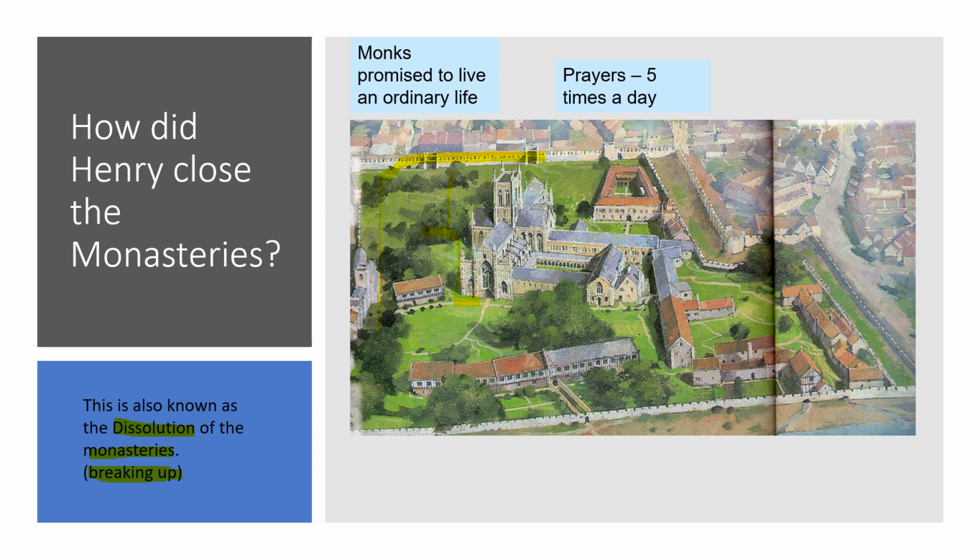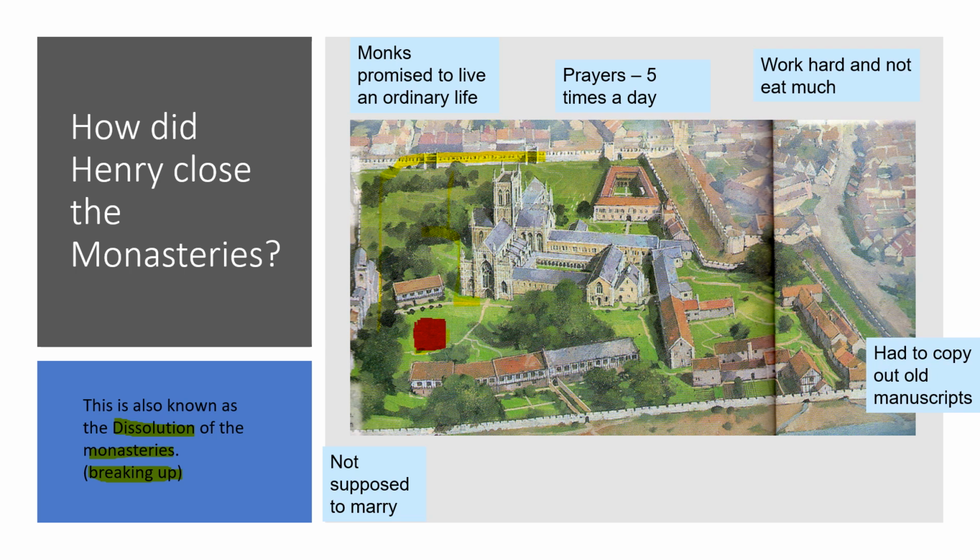In the monasteries, monks promised to live an ordinary life. They worked really hard, but they didn't necessarily eat that much. They would do lots of work on the land. For example, here might be a patch of land where they would grow lots of vegetables, and they might sell them to other people as well as eat them themselves. They were not allowed to marry.